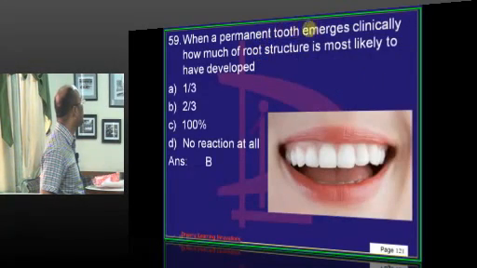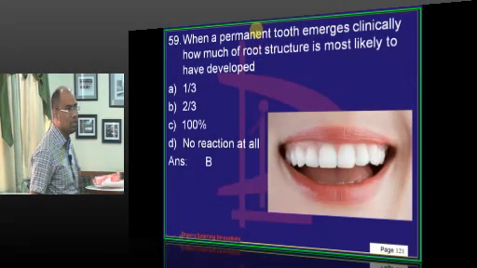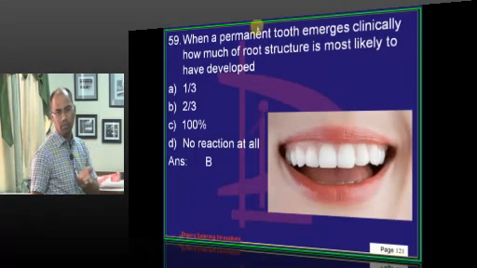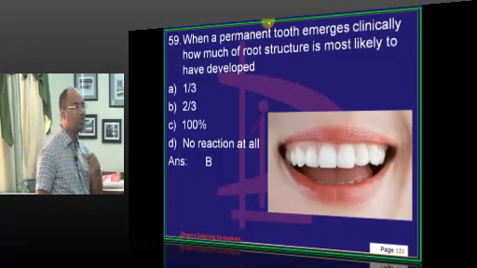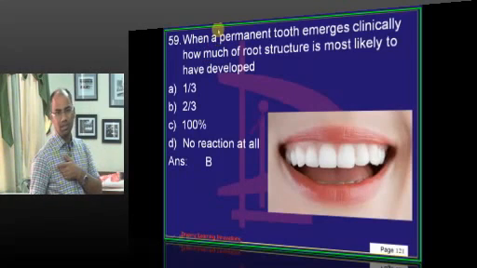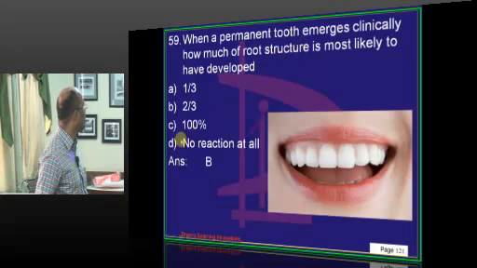When a permanent tooth emerges clinically, how much of the root structure is most likely to have developed? Straightforward question again. Two-thirds of the tooth root has to form. Nolla's 8th stage. When a tooth is erupting into the oral cavity, two-thirds should have formed. Eruptive movements will start when the crown formation is completed, that is in the 6th stage. Okay. When two-thirds is formed, it will erupt.